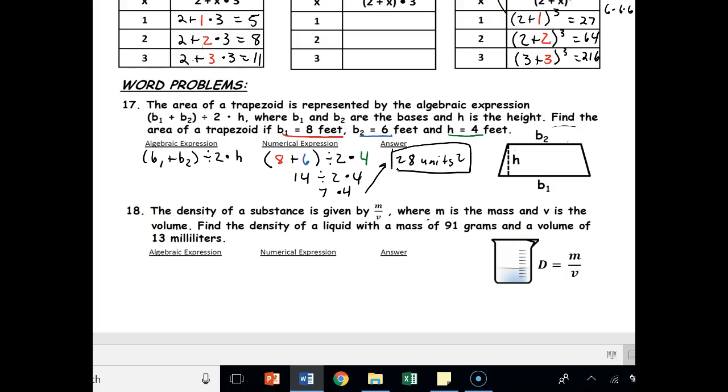I'll leave you to do number 18 again. You're just going to read this and you're going to plug in these values, the mass of 91 and the volume of 13. You're just going to plug that into this algebraic expression right here to find out what the density of that substance is.